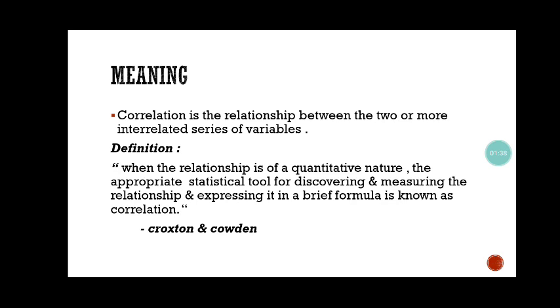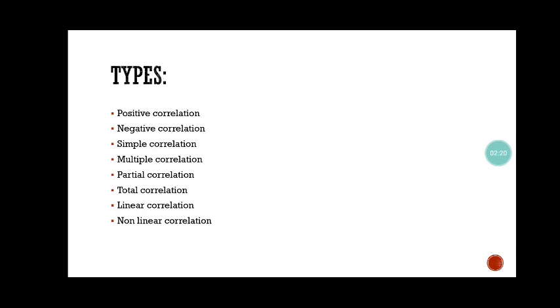Now we have seen the different definitions given by different statisticians for correlation analysis. Out of that, one definition had been given by Croxton and Crowden. According to Croxton and Crowden, it's a quantitative tool whereby the relationship between two variables is discovered and measured. This relationship is measured with the help of a formula. So it's a statistical tool which is quantitative in nature and which shows us the relationship between the two series of variables with the help of a formula.